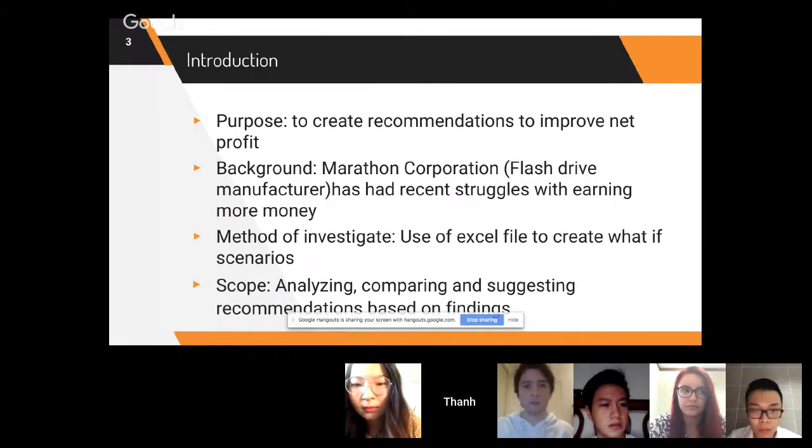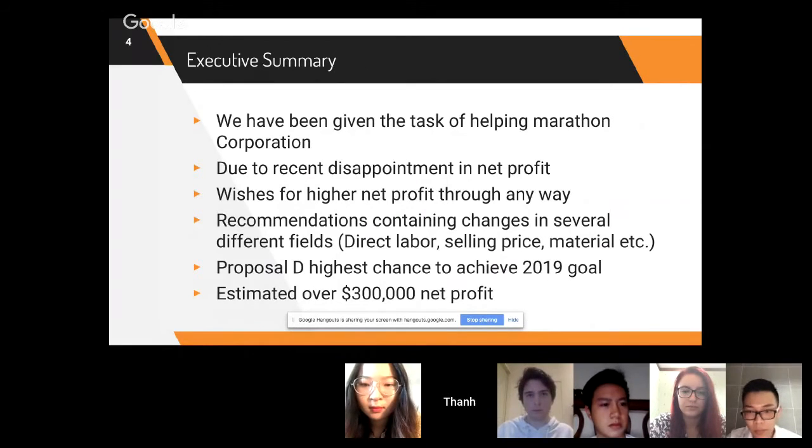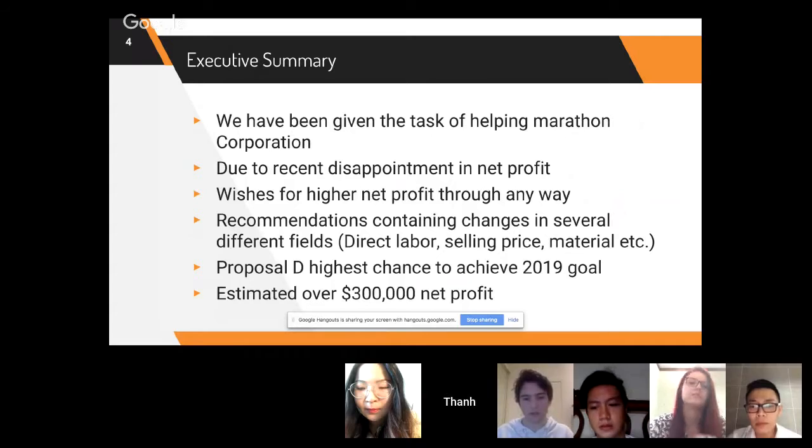For the executive summary, we go through how Marathon Corporation has only sold 65,000 units at $25 per unit. This is why we came up with 4 proposals to help them in their endeavor. Out of all the proposals we created, we suggest to go with proposal D, which consists of raising the quality and the price of the flash drives to create a higher net profit and fulfilling our task.